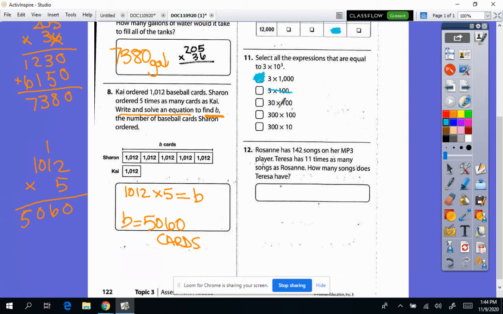Here I have 30 times 100. And remember, when we're multiplying by a factor that already has a 0 in it, we count that 0. So 1, 2, 3 zeros. That matches the exponent. So that is true. Here we have 1, 2, 3, 4 zeros. That does not match. And the same thing here, multiplying 300 times 10 will still give you 3,000. Or 3 times 1 is 3 with 3 zeros behind it. So that is true.